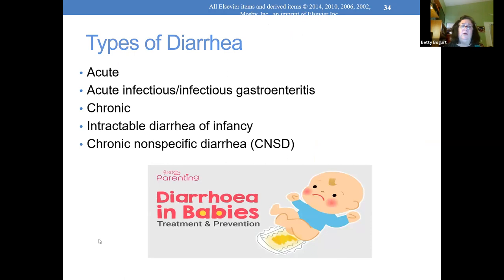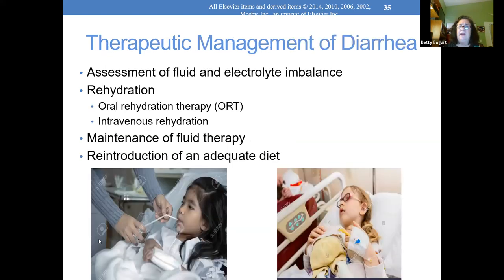Children get all types of diarrhea, from we don't know why to infectious gastroenteritis. It's just that diarrhea happens in children. So how do we take care of diarrhea? Well, I'm going to reiterate this in the cahoots. You're going to see a lot of examples, and you're going to have to choose your answer. But with diarrhea, our big goal is to replace the fluids and electrolytes.